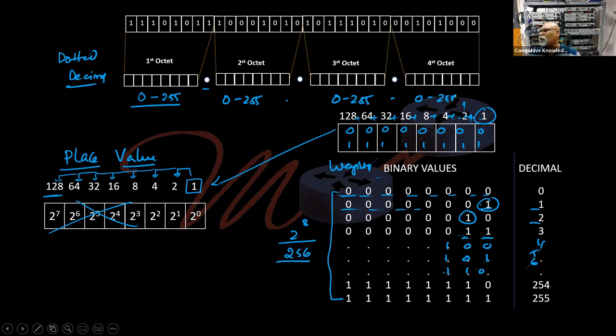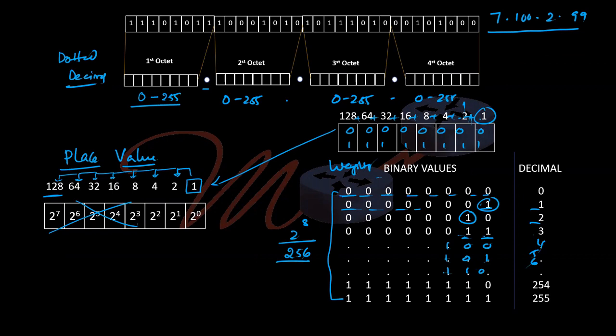Separated. That means an IP address will be like this: 7.100.2.99. Imagine. Four numbers ranging between 0 to 255 separated by a dot. That's an IP address. That's how it looks like. So what we are trying to establish? Same length. IP address is a 32-bit number expressed in dotted decimal system. Any doubts? All well? Yes, sir.